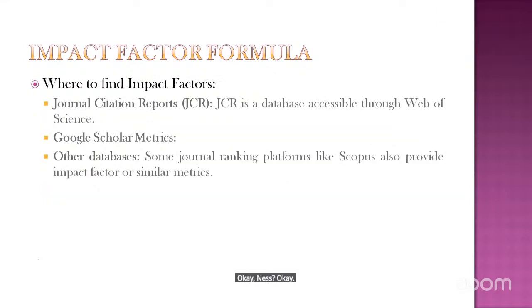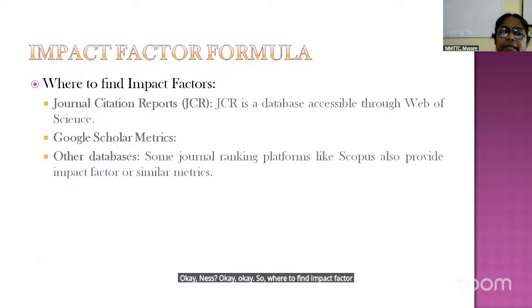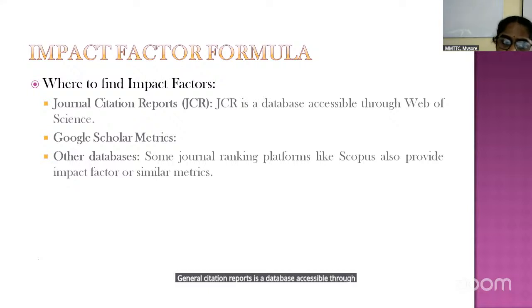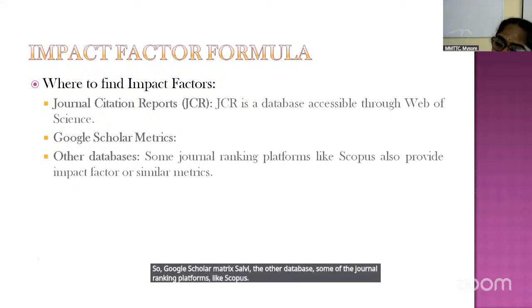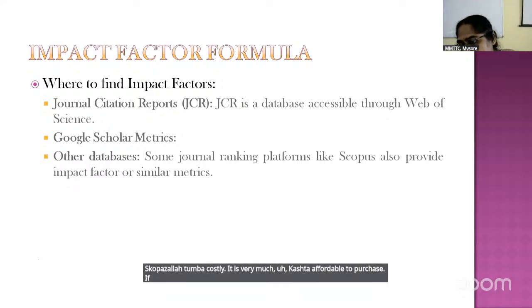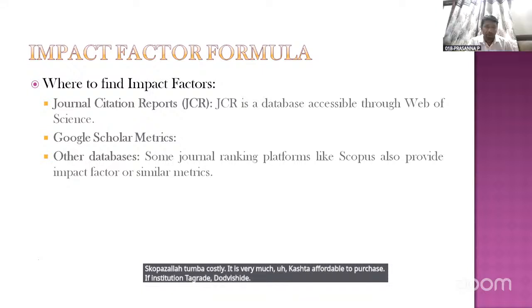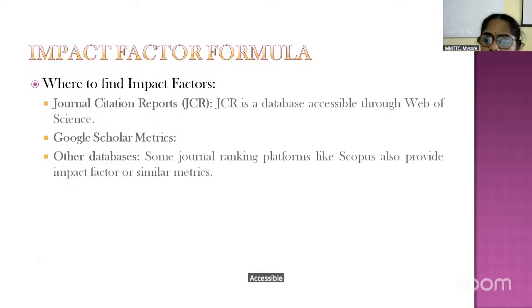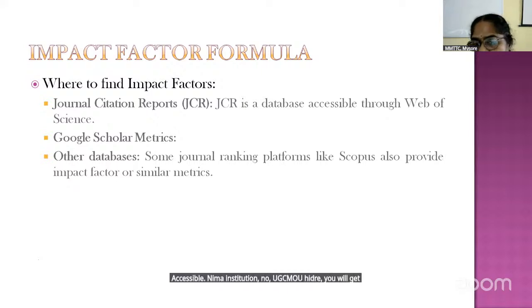Okay. So where to find the impact factor? It is in JCR, the Journal Citation Reports, a database accessible through Web of Science. Google Scholar Metrics is also there. Other databases and journal ranking platforms like Scopus are very costly and not affordable to purchase; even for an institution, buying them is a big matter. But Web of Science is accessible through UGC. If your institution has an MOU with UGC, you will get Web of Science.